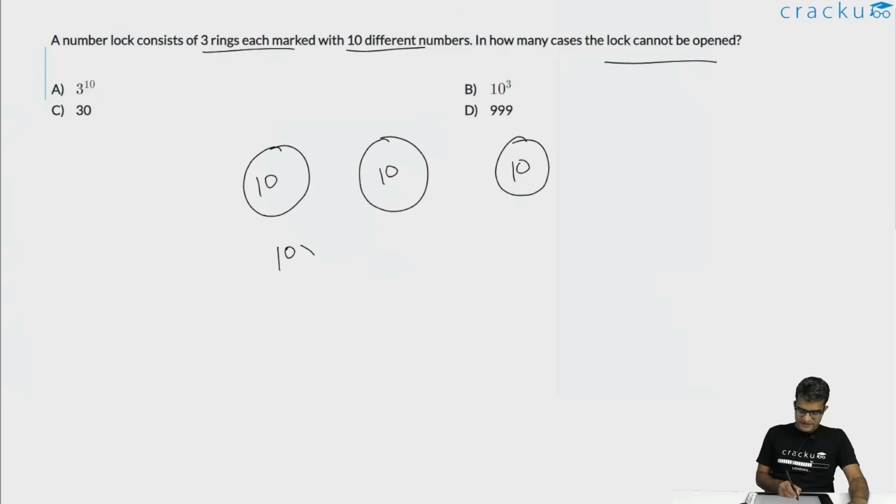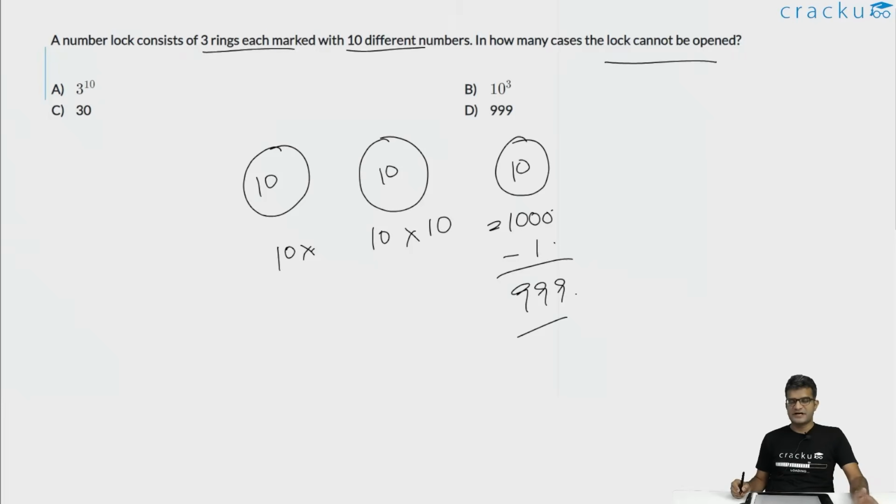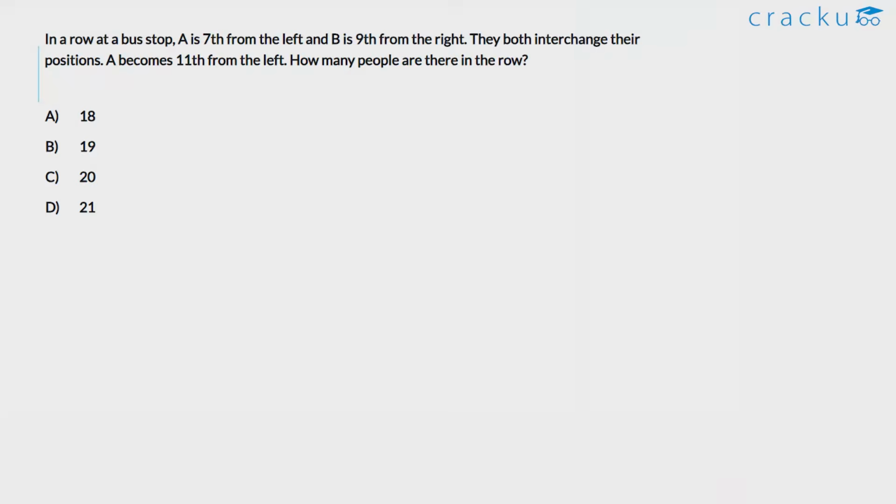It is 10 into 10 into 10, which is equal to 1000. Out of this, only one correct combination is there. So in the remaining 999 cases, the lock will not be opened. So the correct answer is option D.